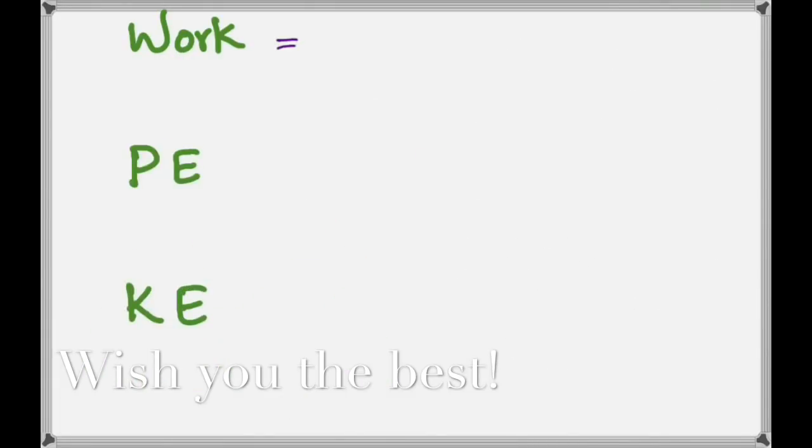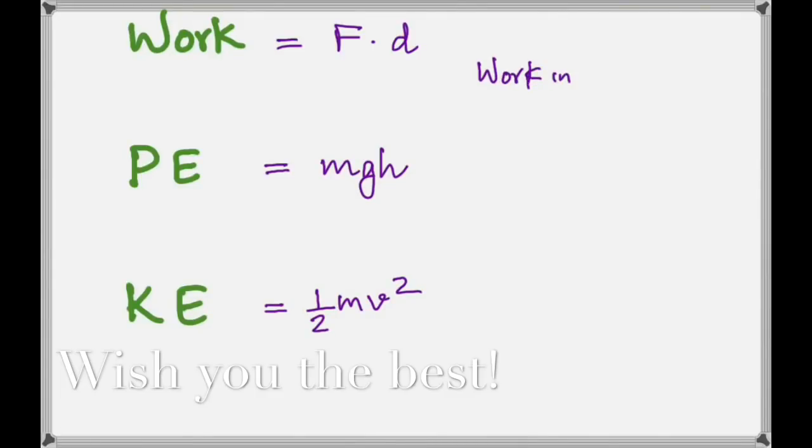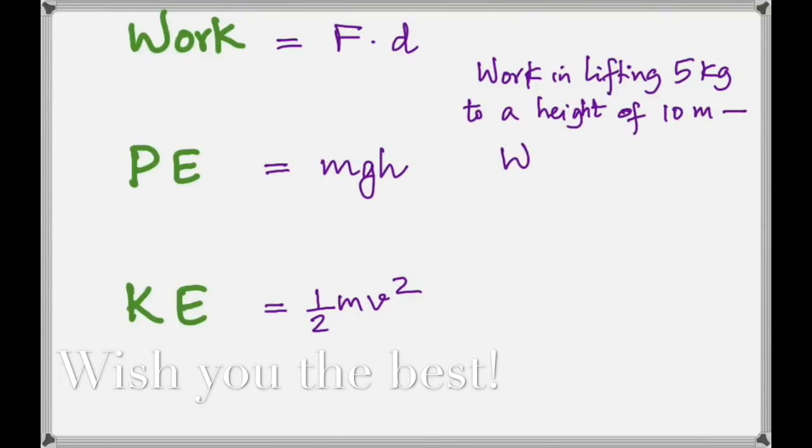The next topic is work, potential energy, kinetic energy. Work is force multiplied by distance. Potential energy is mgh, and kinetic energy is 1/2 mass times velocity squared. So I wanted to find out the work done in lifting a 5 kilogram object to a height of 10 meters. Don't shout the answer out.